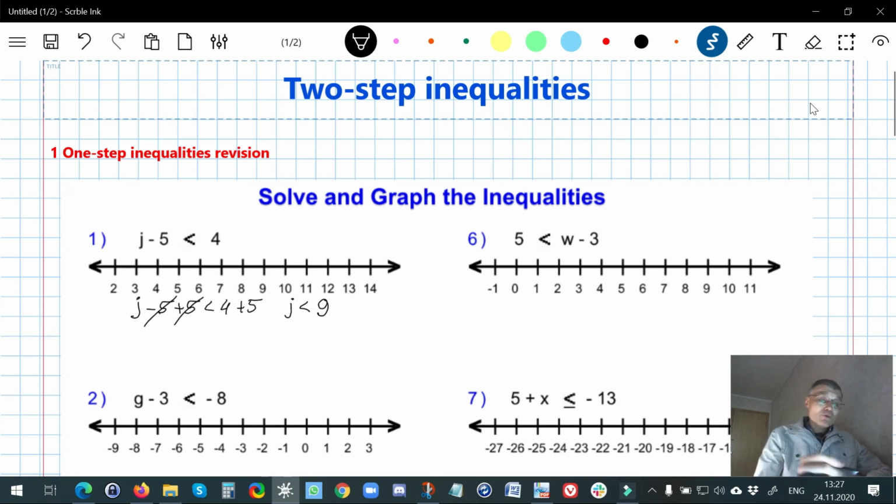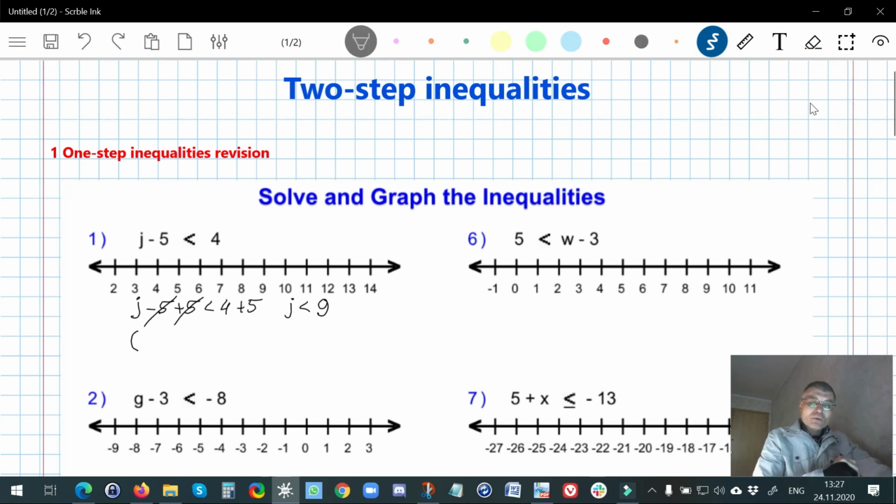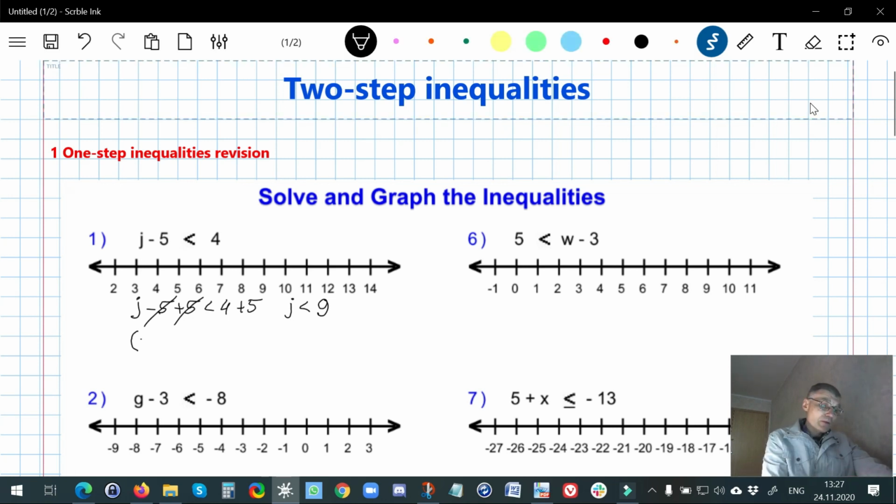What do we have to do? They ask us to graph. Okay, all right. But first of all, I'll write interval notation. The interval notation answer would be the following. I understand that J is less than 9. It means that J stretches to negative infinity. It means that my starting point on the left is negative infinity. And I remember that I don't include it.